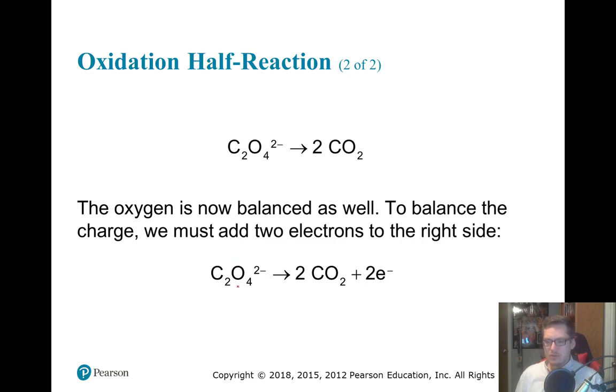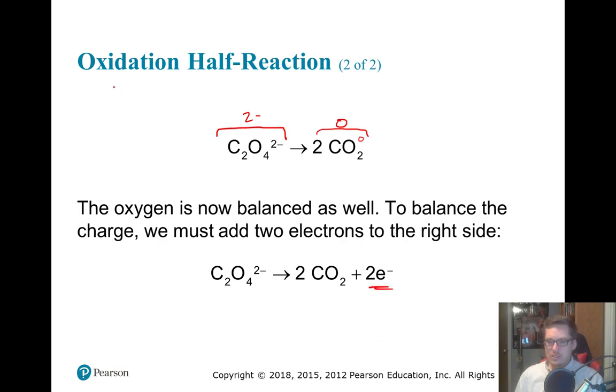What you have to do is you look at the charges. The total charges on the reactant side need to equal the total charges on the product side. Right here, the total charges on the reactant side was 2-. See, they got a 2- right there. The total charges on this side was 0, because this is a neutral compound. It has a charge of 0. So in order to make this balance, we need to add electrons over to this side.